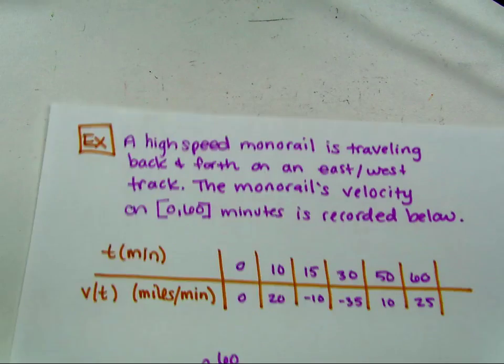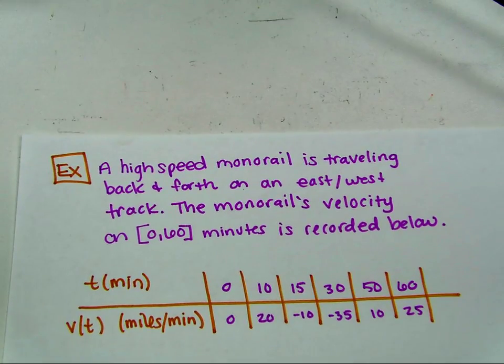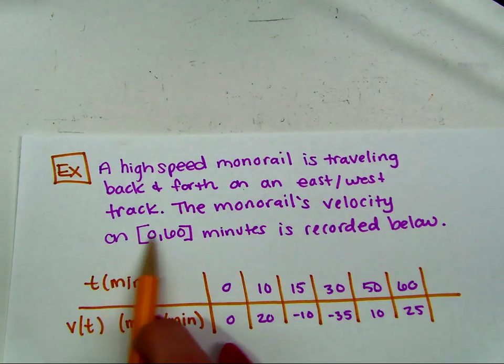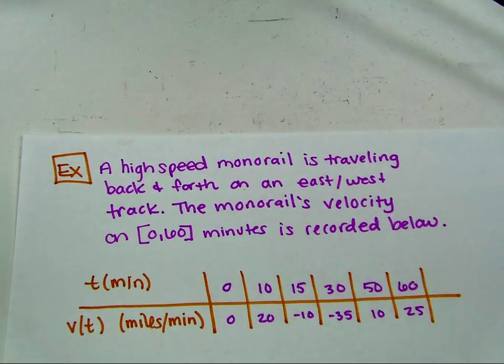Now to something more like what you might see on the AP test. This problem says a high-speed monorail is traveling back and forth on an east and west track. So picture a train that's just moving backwards and forwards, east and west. It says the velocity for the time interval 0 to 60 minutes is recorded below.